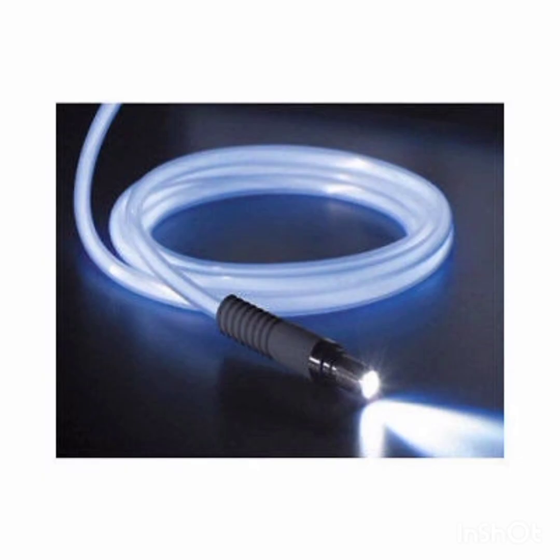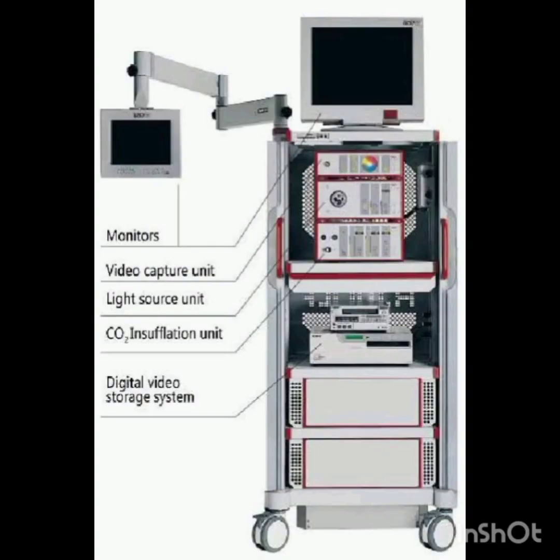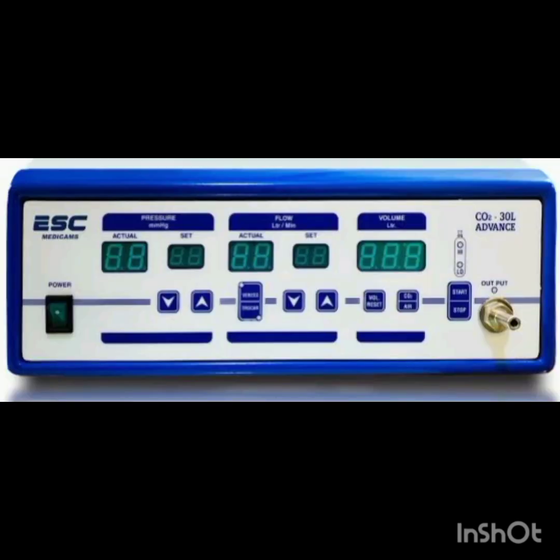This is the fiber optic flexible light cable for the telescope. This is the laparoscopic tower for the monitor, for the video camera system, for the light source and for the insufflator placement. This is called the insufflator, to provide the carbon dioxide for the pneumoperitoneum, and these are 3 readings for the measurement of the intra-abdominal pressure, the gas flow rate and the total gas consumption in the abdomen.